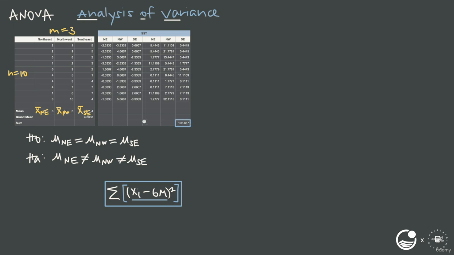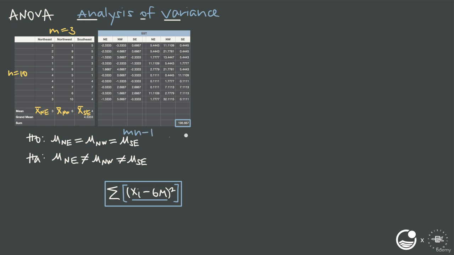And we should know also that the degrees of freedom for total sum of squares is always m times n minus 1, where m in our case is 3, n is equal to 10. So m is the number of groups, n is the sample size. That's our degrees of freedom for total sum of squares.